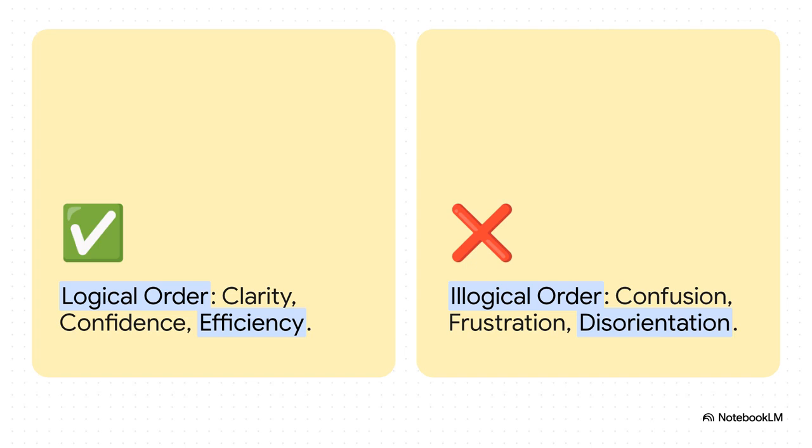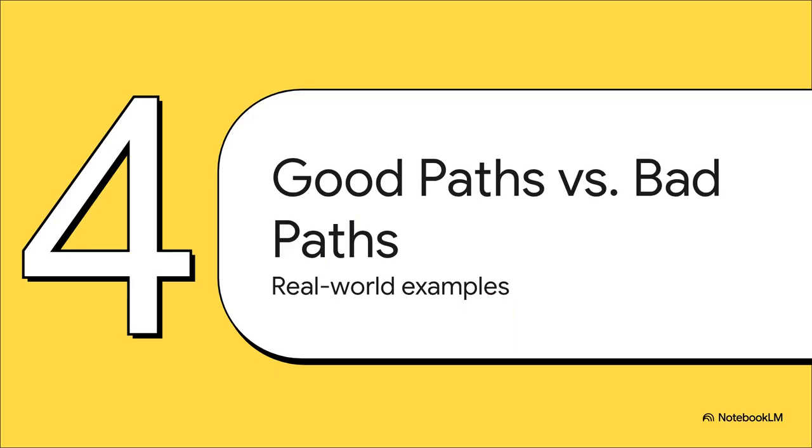I mean, look at the difference here. It couldn't be more clear. A logical order gives you clarity, confidence, and efficiency. An illogical one, it leads straight to confusion, frustration, and total disorientation. It's the difference between a website being a helpful tool and it being a massive barrier. So, theory is one thing, but let's look at how this plays out in the real world. What does a good path actually look and feel like compared to a really bad one?